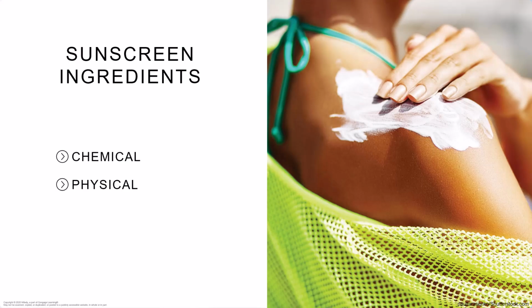Moving on to my favorite ingredients, sunscreen ingredients. These are performance ingredients, and the purpose of sunscreen ingredients is to help prevent ultraviolet radiation, or UV radiation, from harming the skin. The chemical ingredients, or chemical filters rather, are organic or carbon-based compounds that work by absorbing UV rays into the skin, changing them into heat, and then releasing them from the skin.